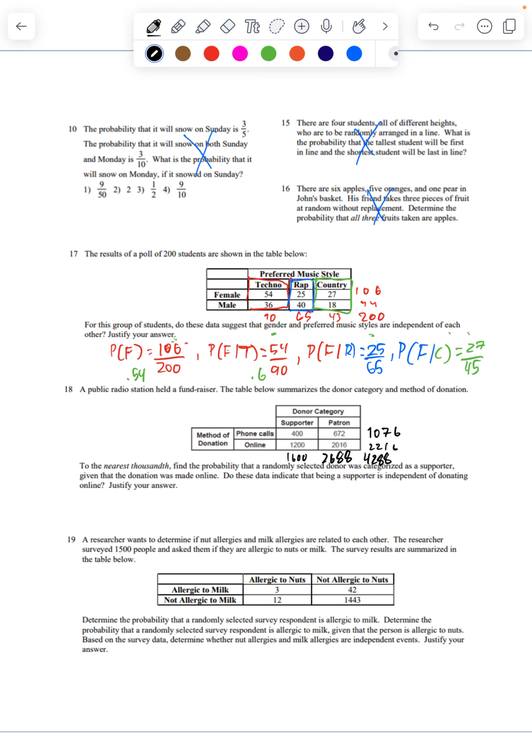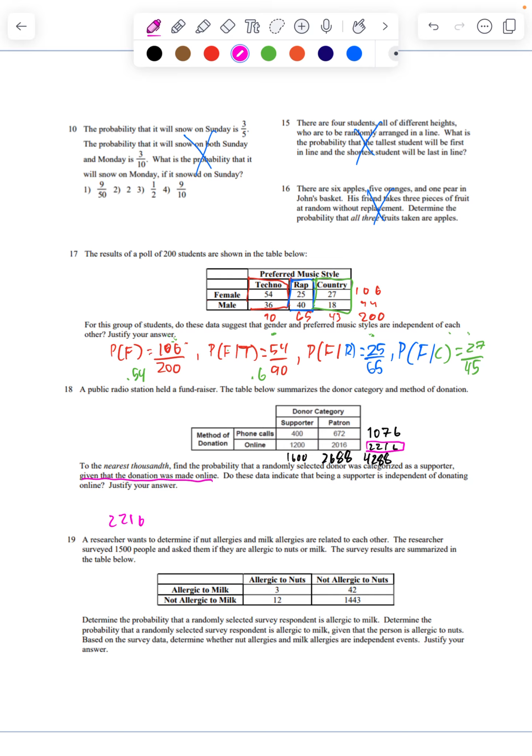All right. So let's take a look. What is this asking? To the nearest thousandth, find the probability that a randomly selected donor was categorized as a supporter given that the donation was made online. So we've got to look at that given part here. That's what we're counting out of, the first part. Given the donation was made online, how many online supporters are there? There's 2216.